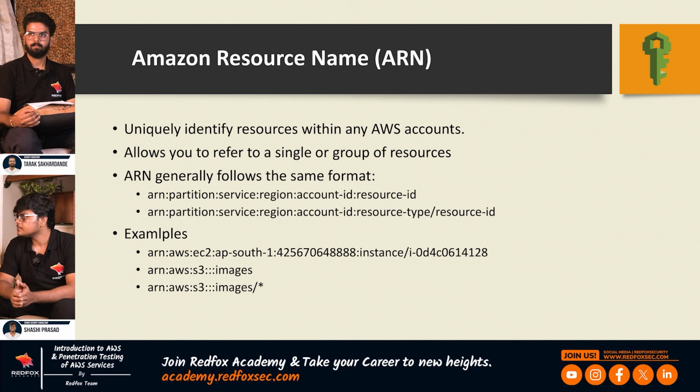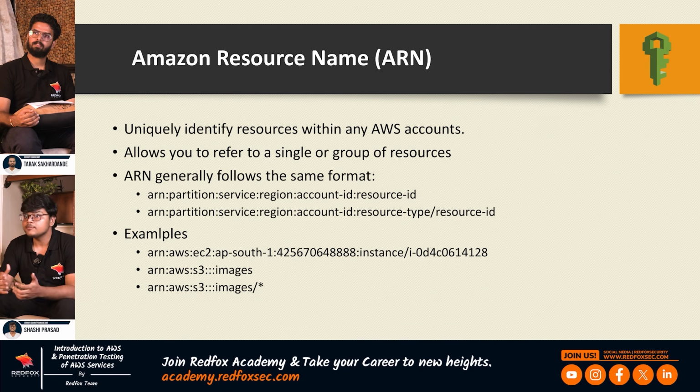Then we have the service name. If the resource is an EC2 instance, the service will show ec2. If your resource is an S3 bucket, it will show s3 there. So based on the service, it will change. Then we have the region in which your service is. Region can be like ap-south-1, which is for Mumbai, and us-west-1 for California. I think us-east-1 is for Virginia. So this is how you can define it.